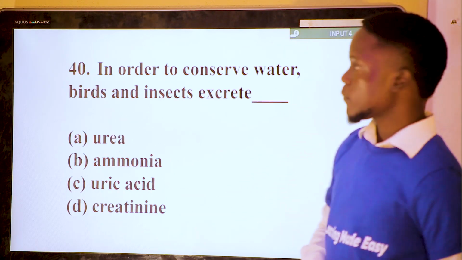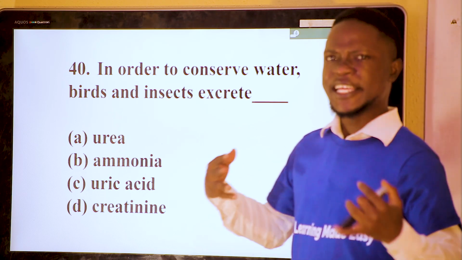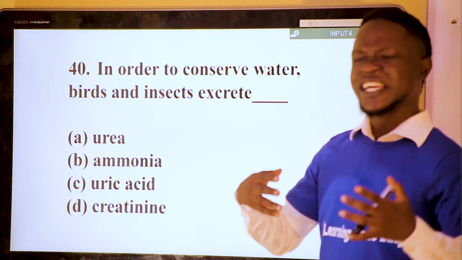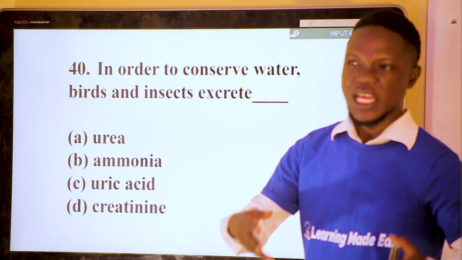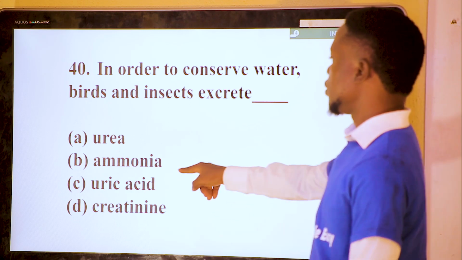Number 40. In order to conserve water, birds and insects excrete dash. To conserve water, birds and insects excrete uric acid, while mammals excrete urea. So the answer to number 40 is uric acid.